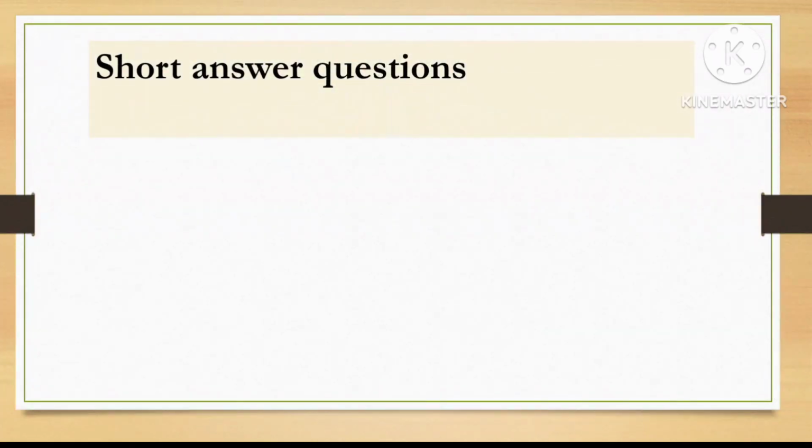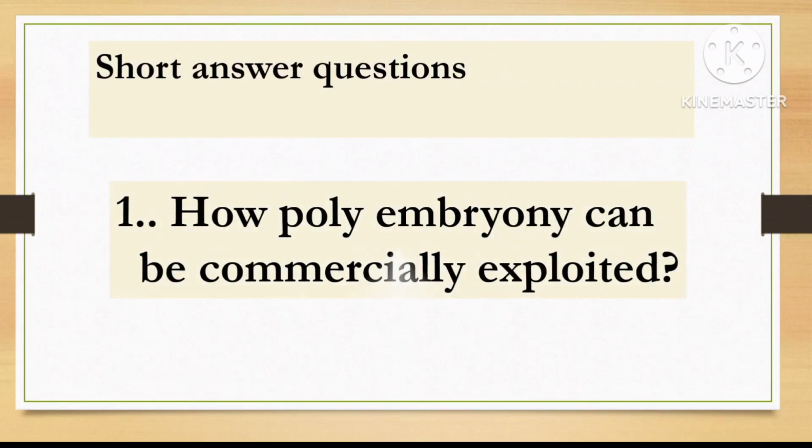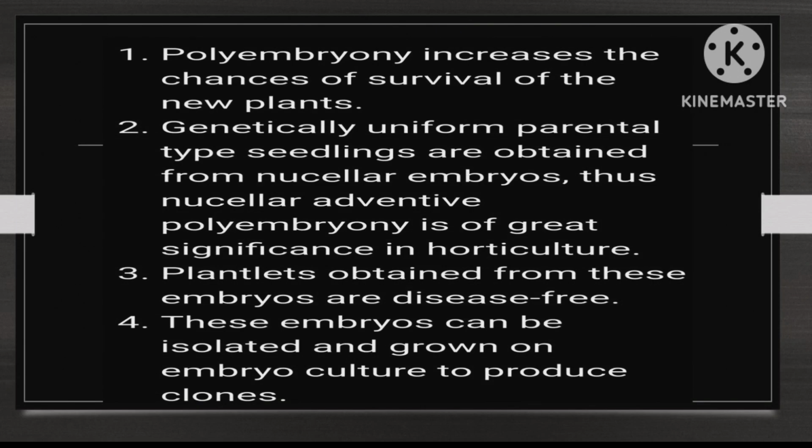अब चलते हैं शॉर्ट क्वेश्चंस की तरफ. क्वेश्चन नंबर 3 फ्रॉम फर्स्ट चैप्टर, शॉर्ट आंसर क्वेश्चंस. How can polyembryony be commercially exploited? Polyembryony increases the chances of survival of the new plants. Second, genetically uniform parental type seedlings are obtained from nucellar embryos, thus nucellar adventive. Polyembryony is of great significance in horticulture.